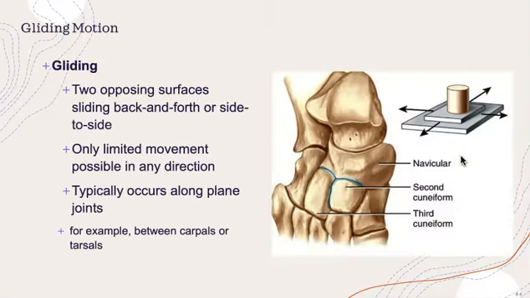So first is gliding, where we're going to have two opposing surfaces sliding back and forth or side to side. This is going to take place in the area of the foot. These are called our tarsals, which are similar to the bones within our wrist, which are called carpals. And so these are plane joints, which are synovial joints.